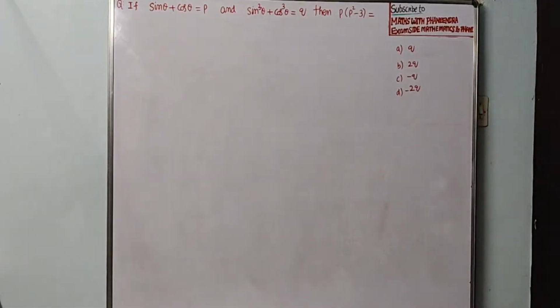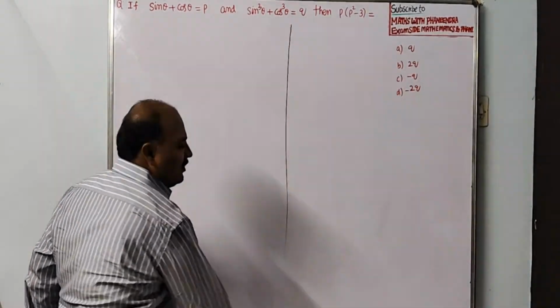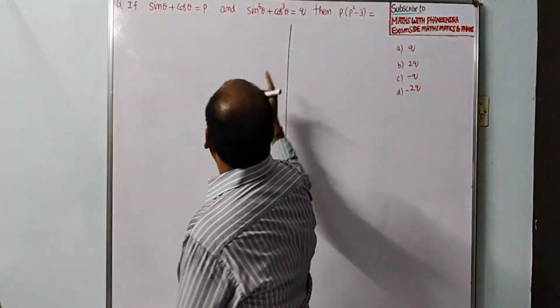See, for this question, we may do two methods. Whether it is directly what they are asking to find p into p square minus 3, otherwise, according to the conditions, a cube plus b cube form is there, sin cube theta plus cos cube theta. Based on that also, we can proceed, dear students. Here, if possible, two methods I will explain, don't worry. Here, first direct method I will go.